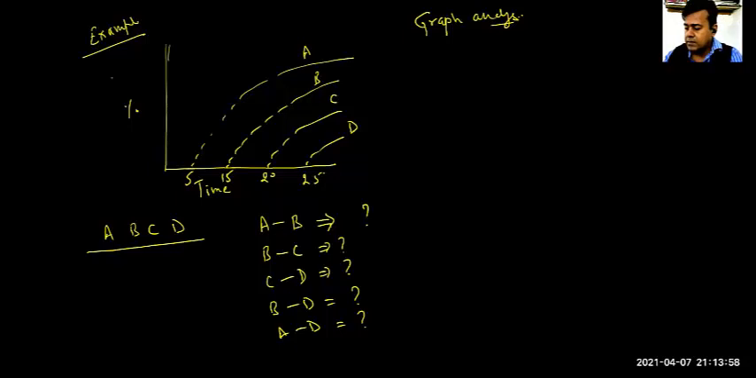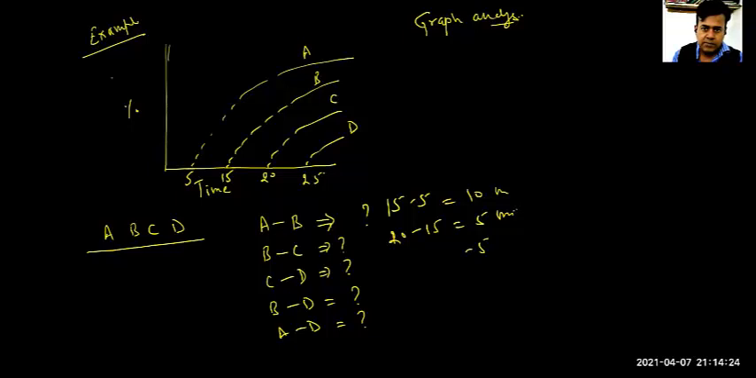The distance between A to B is 10 minutes, sir. A to B is 10 minutes, meaning 15 minus 5. B to C is 5 minutes. Very good. 20 minus 15, it will be 5. B to C is 5 minutes. C to D is also 5 minutes, right? 25 minus 20 is also 5 minutes.